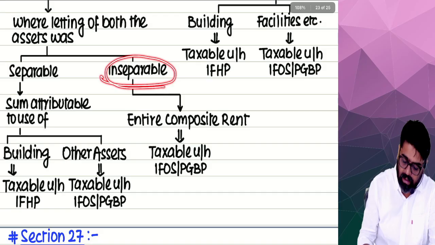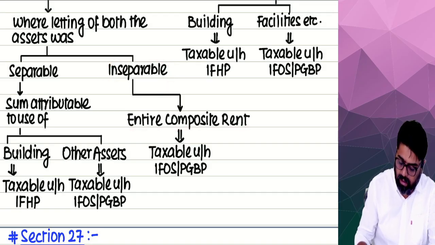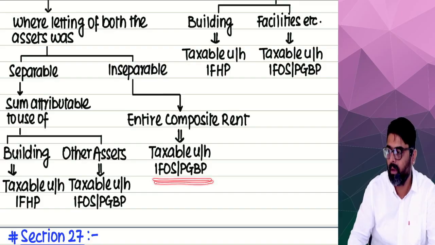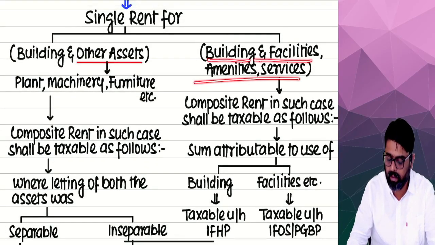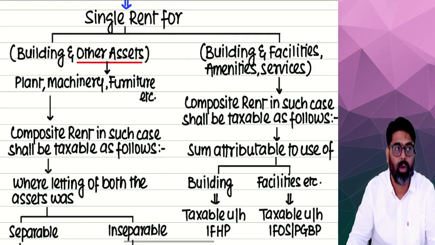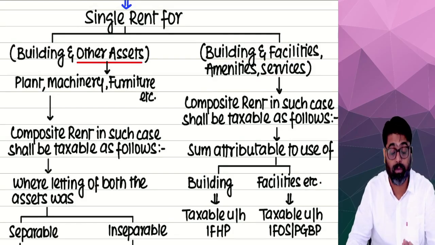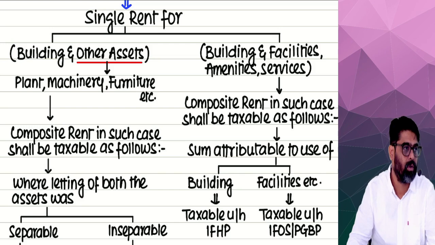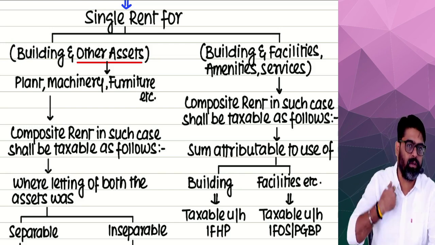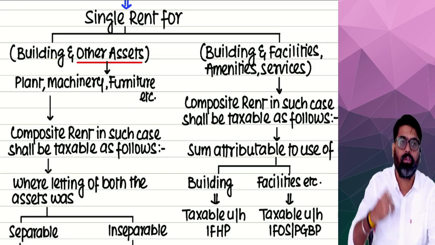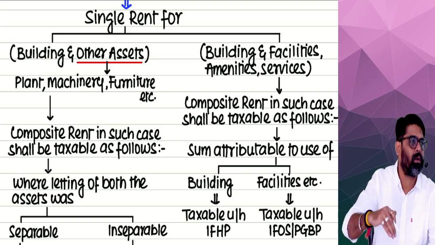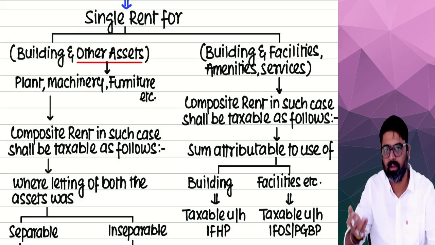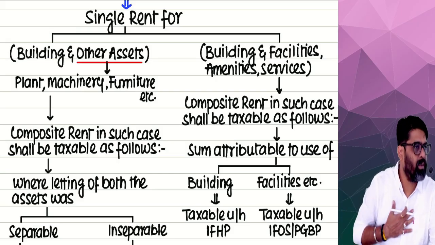If the lettings are inseparable, the entire composite rent I will tax under the head IFOS or PGBP, as the case may be. Yes or no? Now, can I give my building on rent with facilities, amenities, services? I am also incurring the cost of those amenities: lift maintenance charges, CCTV charges, charges for the maintenance of the park, watchman charges. I will have to bear the cost.